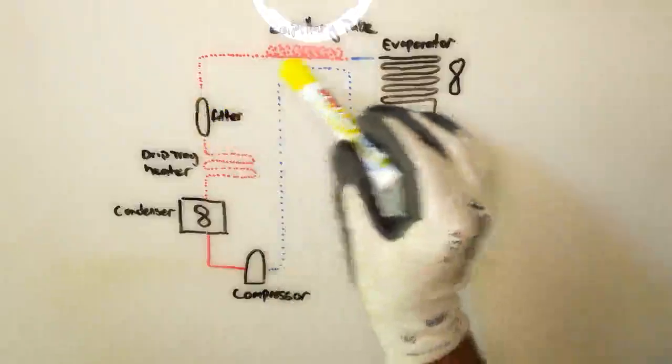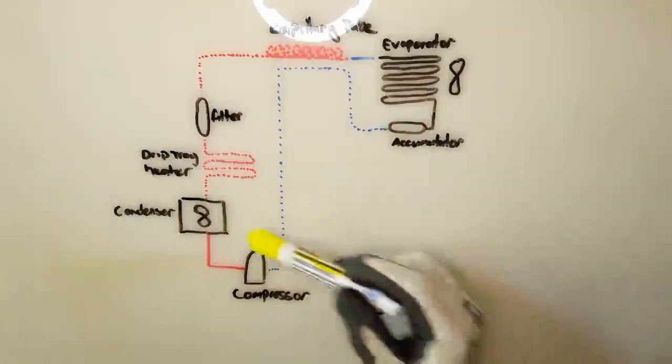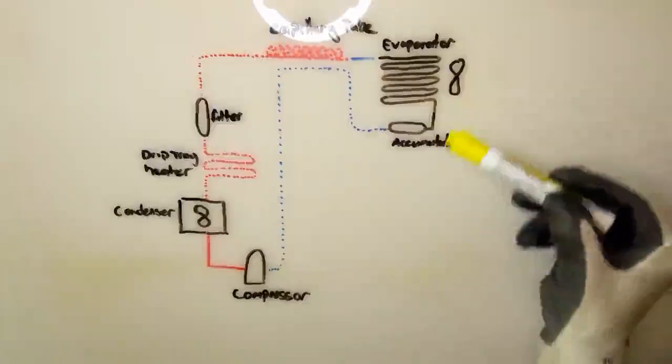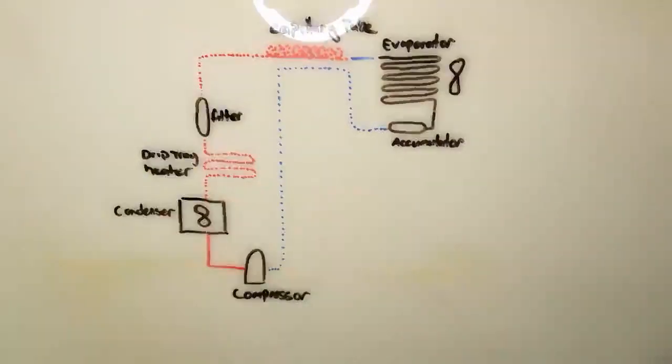Once again, the principles haven't changed. Only thing that's changed is that we have a condenser with a fan, we've got an evaporator with a fan, and we've got this drip tray heater.